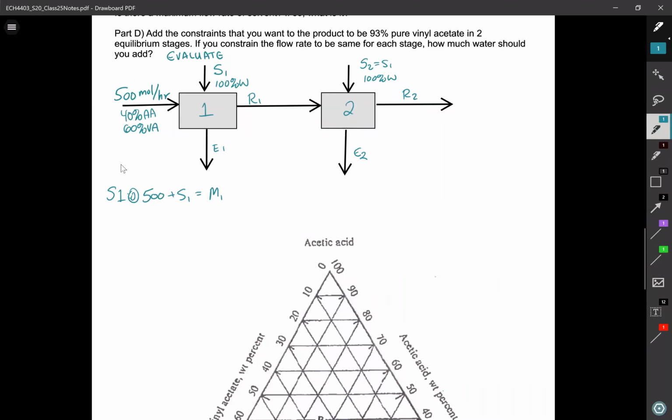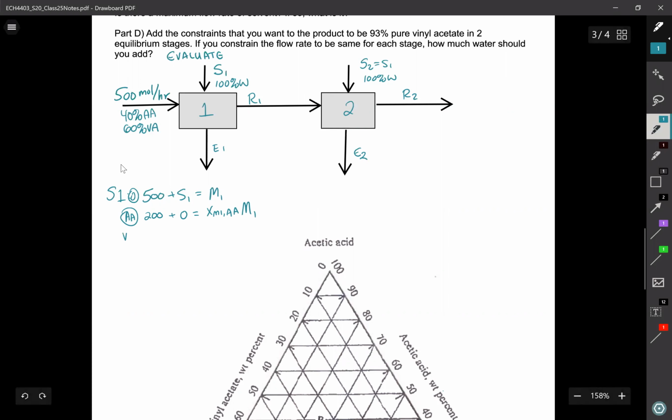So maybe I might want to do another material balance. This is typically what I do anyway. I need 2 material balances all the time. So 40 times 500 is 200. Doing an acetic acid balance, plus 0 is equal to X M1 acetic acid times M1. There's also 2 unknowns in this equation.